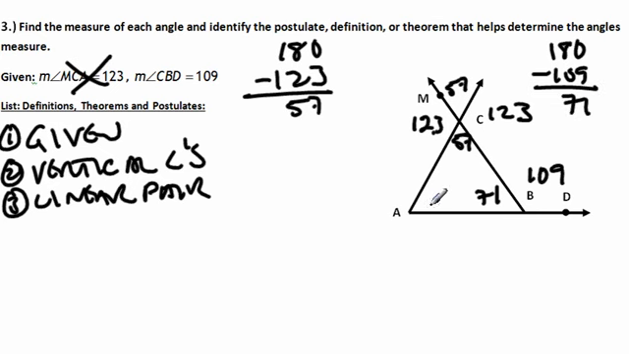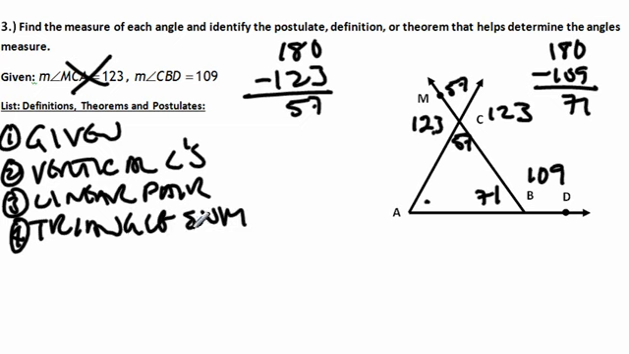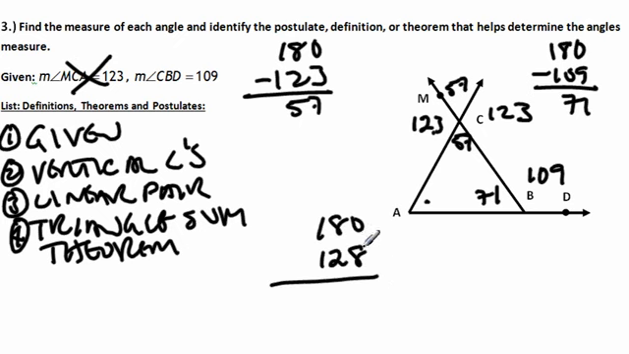So now the last thing we want to do is figure out what this angle here is. And so we can find this angle by using the triangle sum theorem. And we know that if I add these together, I get 128. And then if I subtract that from 180, I get 52. So this angle in here will be 52. All right, next question.